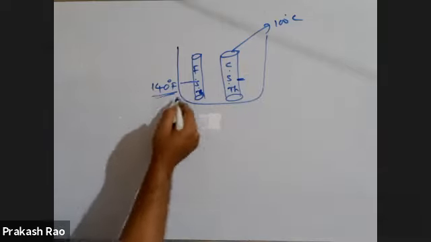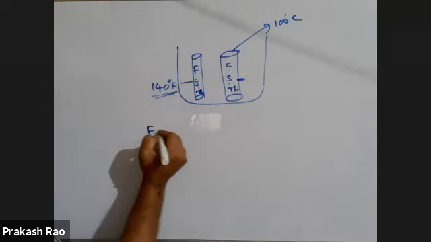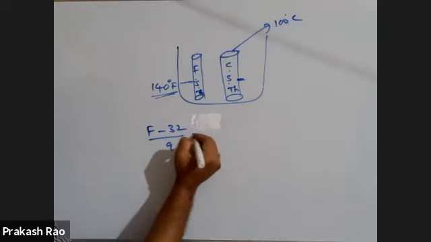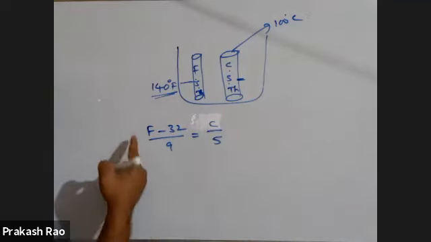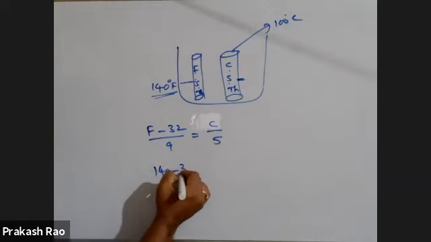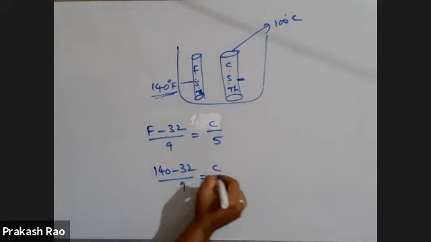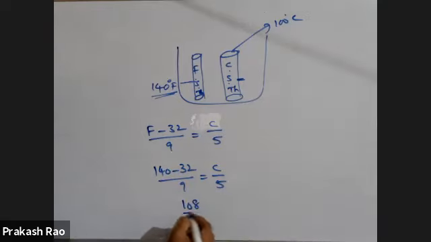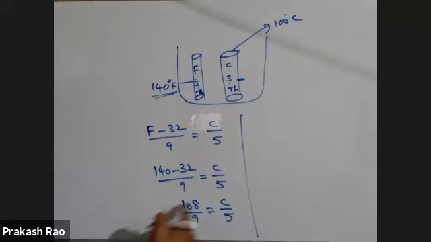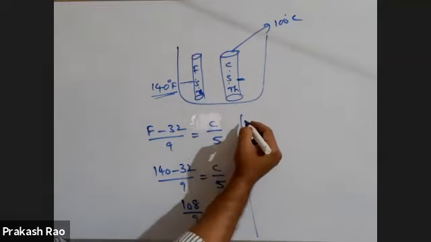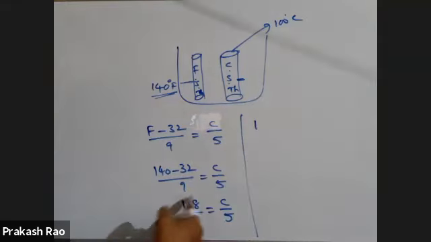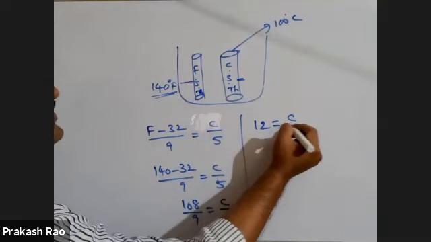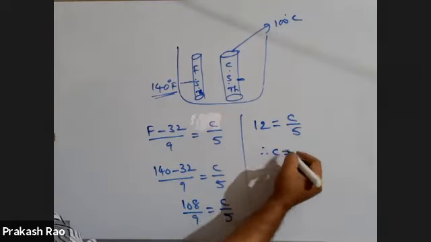Convert this Fahrenheit scale into Celsius scale. (F minus 32)/9 is equal to C/5. F is given as 140. So (140 minus 32)/9 is equal to C/5. This is 108/9, which is 12, is equal to C/5. Therefore, C is equal to 12 times 5, which is 60 degrees centigrade.